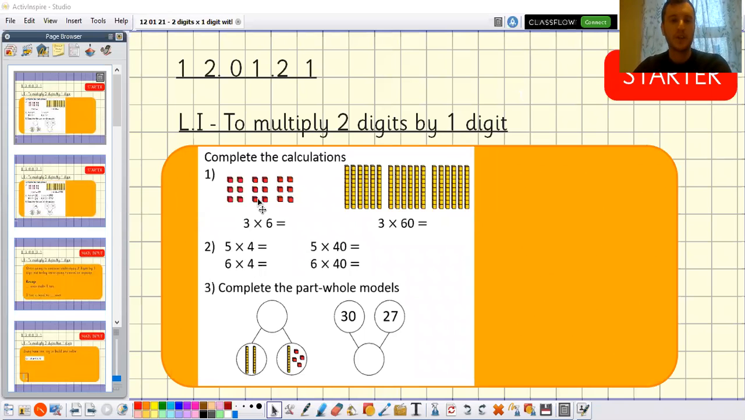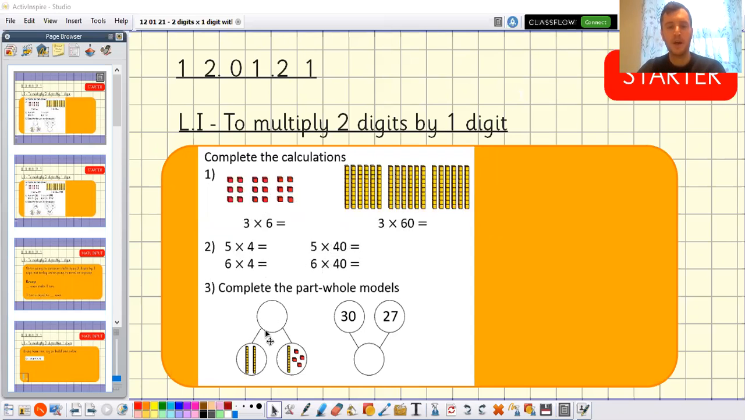As a starter challenge, I have some, again, multiplication questions for us to work through. We have 3 times 6 here, and we can see 3 groups of 6 just above. And then we have 3 times 60 on this side, and we have 3 groups of 6 tens for us to work through here. Underneath, we have 5 times 4 and 5 times 40. Again, that first one's going to help you with that second one. And 6 times 4 and 6 times 40.